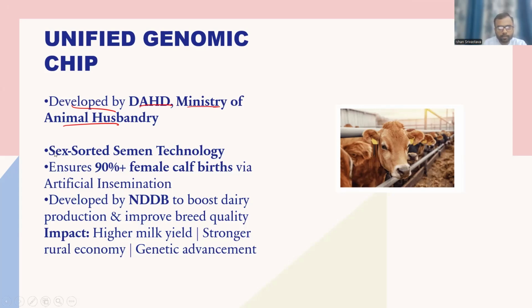Now there's another term that is related to this, which is sex-sorted semen technology. Here what they're trying to do is ensure the sex of the offspring. If you look at the word sex-sorted semen technology, they're actually trying to sort the sex of the offspring in the semen itself, right? And they do it in such a way that there is a 90% chance of a female offspring. Usually there is a 50-50 chance, but you sort your semen in such a way that 90% chance becomes that of a female offspring. So you ensure 90% female calf births via artificial insemination, right?